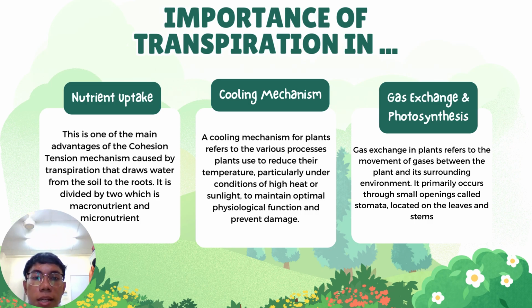And the last one is gas exchange and photosynthesis. Gas exchange in plants refers to movement of gases between the plant and its surrounding environment. It primarily occurs through small openings called stomata located on the leaves and the stems.